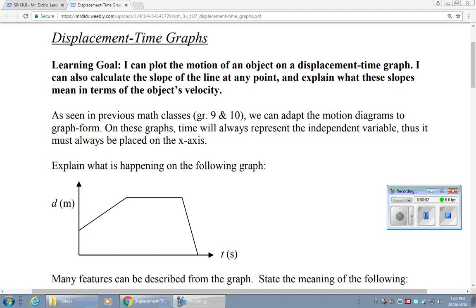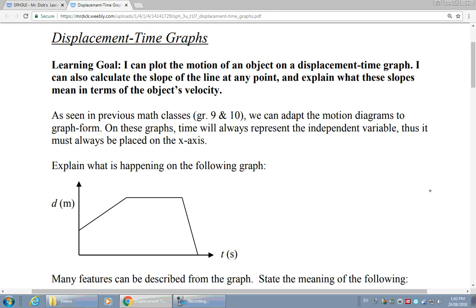Now that we've seen how to use motion diagrams to understand what an object is doing when it's in motion, we can extend that idea into full motion graphs. For all of the graphs we're going to deal with, we're going to put time along the x-axis. It's going to be our independent variable, so time will continue to tick away at a steady pace along the x-axis, and that's why it's independent. It won't be affected by anything else. And then we'll look at different things along the y-axis that are changing as time goes along.